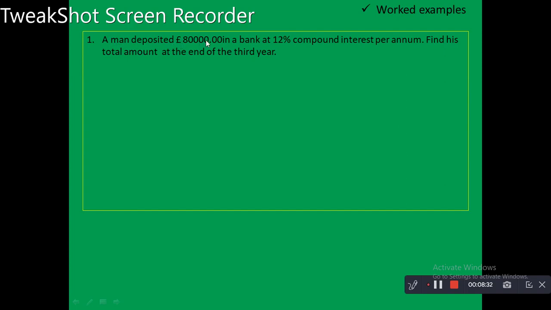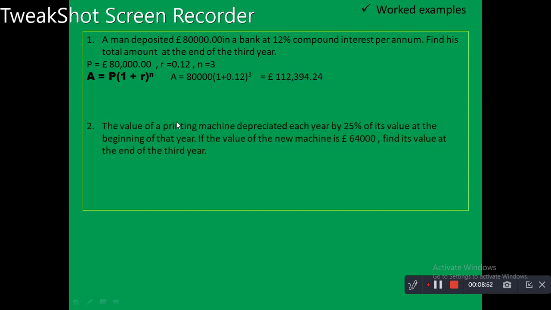A man deposited 80,000 euros in a bank at 12% compound interest per annum. We have to find his total amount at the end of the third year. So we state what we are given in the question. We substitute values into the formula, then we get our answer to be 112,394.24 euros, as simple as ABC.